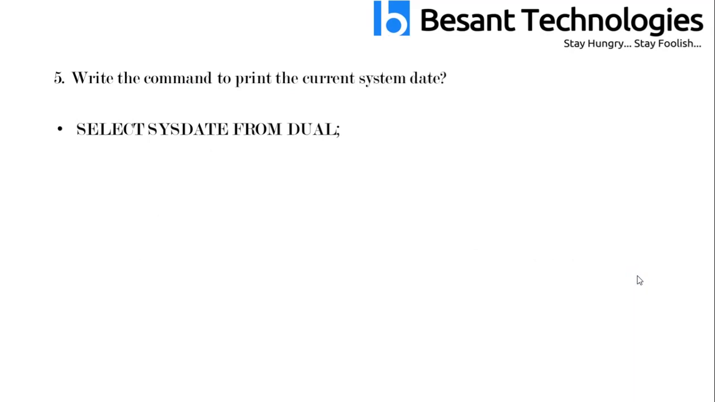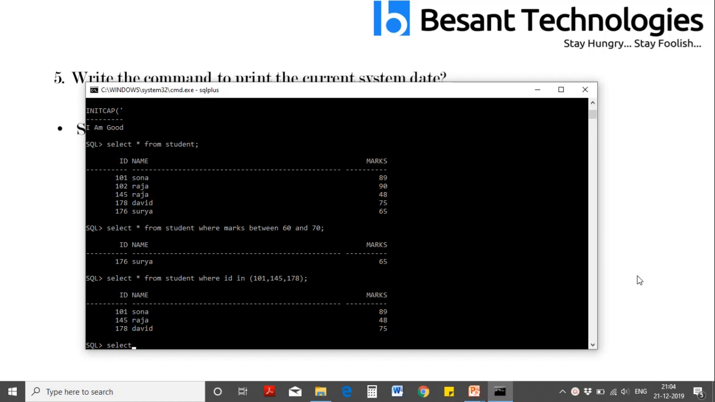The next question is: write the command to print the current system date. It is simple to print the current system date. You can simply use select sysdate from dual.